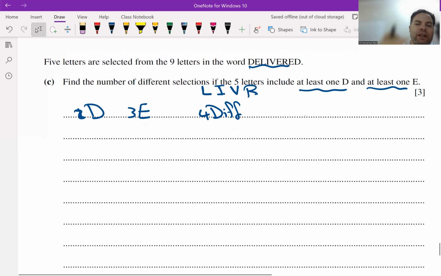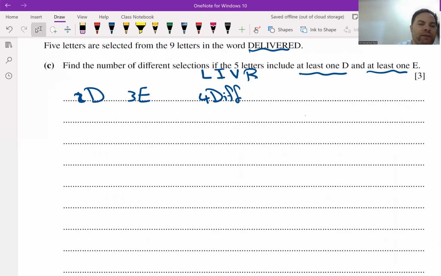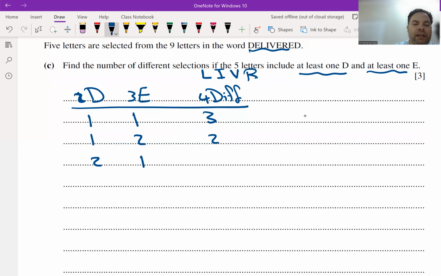Let's now start to write all the cases. First, maybe 1 from D, 1 from E. How many left to complete the group of 5? There are 3 left. Maybe 1 from D, 2 from E, then 2 from different. Maybe 2 from D, 1 from E, then how many left to be 5? It's 2. Maybe take 2 from first, 2 from second, then 1 from the third.